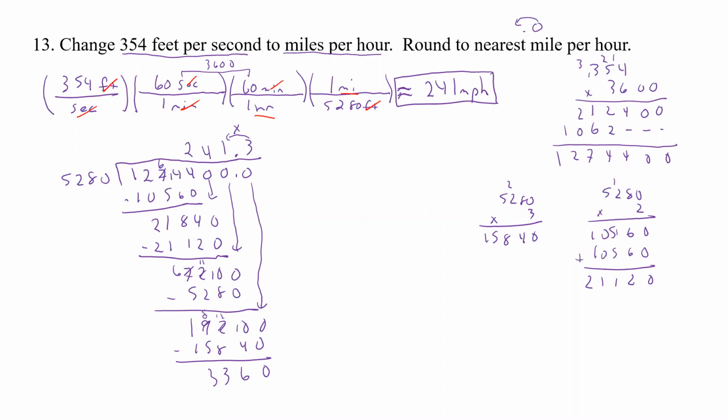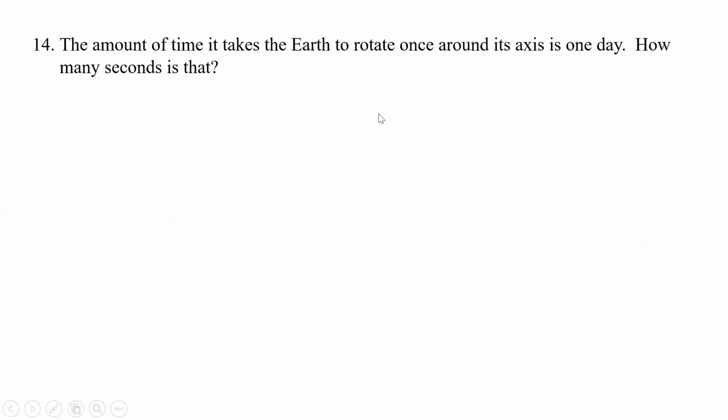All right, so again, a lot of multiplying and dividing and things like that, but it's not hard. It just takes a little bit of time to actually get done. All right, so here we have the amount of time it takes the Earth to rotate once around its axis is 1 day. How many seconds is that? And so what we're going to do is we're going to convert days to seconds, basically.